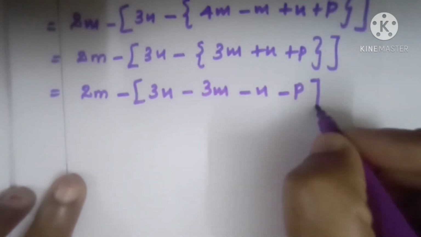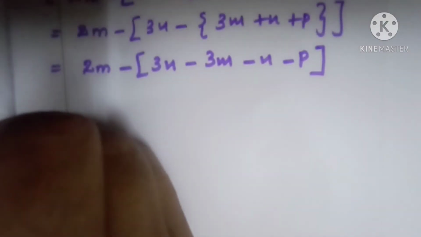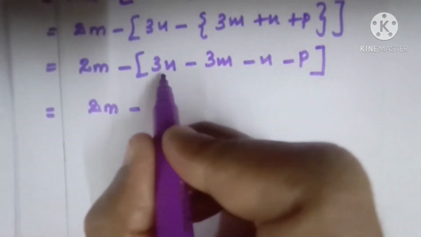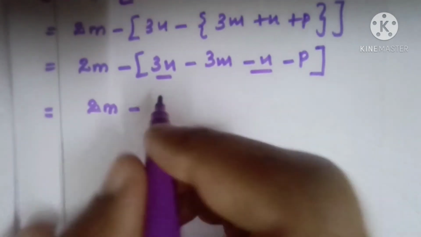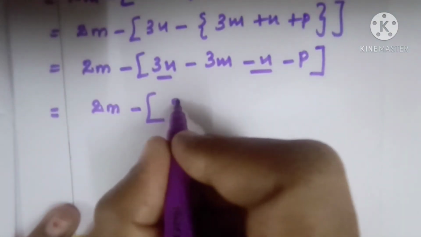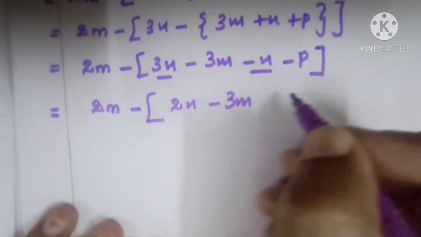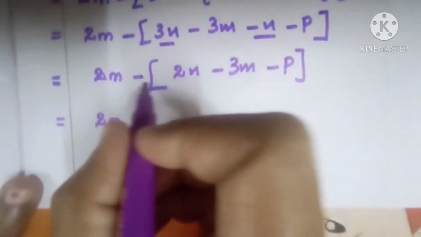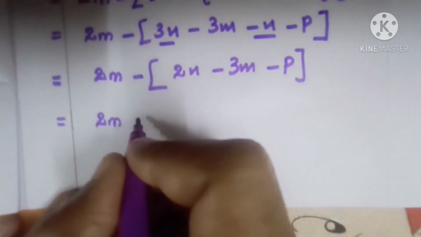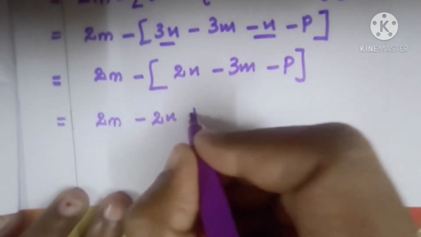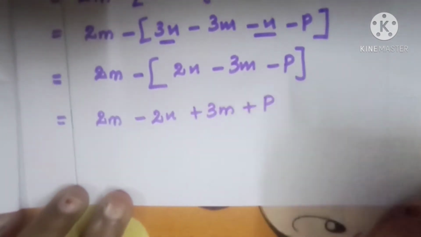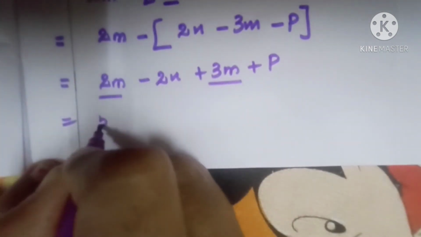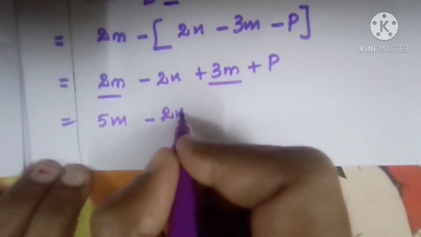You have to remove the curly brackets and the square brackets. Then 2m minus, preceding here minus 3n and minus n. So first you have to solve that. So 3n minus n we get 2n minus 3m minus p. Then remove the brackets. So 2m minus precedes, so you have to change the symbol of inside terms. We get minus 2n plus 3m plus p. Here 2m and 3m have the same variable, so you can add it. 5m minus 2n plus p.